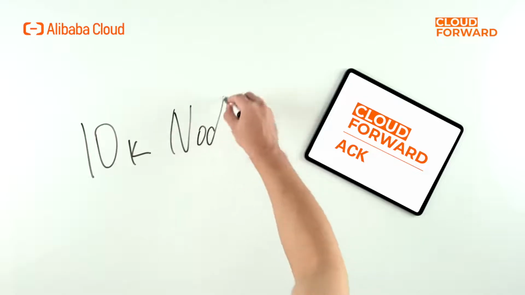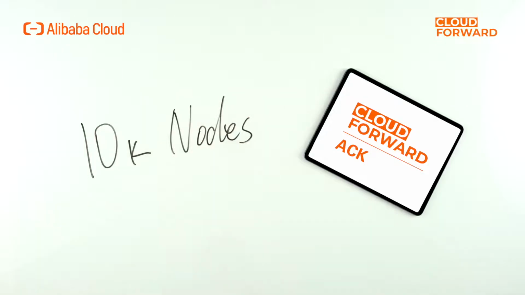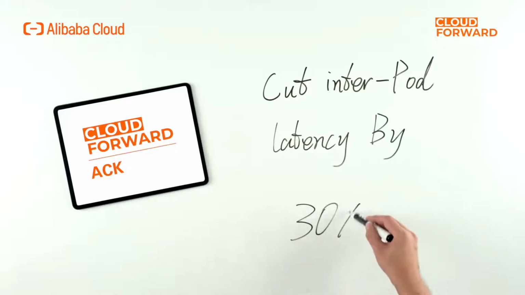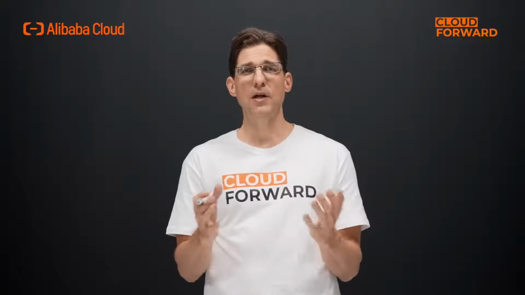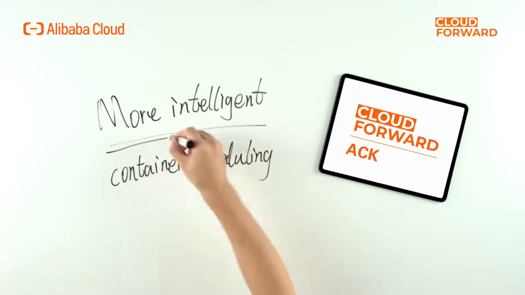ACK Pro supports automatic scaling of control plane components, such as API server, with up to 10,000 nodes. It also supports Terway, a high-performance network, and uses hardware offload and eBPF technology to cut inter-pod latency by 30%. What's more, ACK is full-stack optimized based on bare metal architecture, heterogeneous architecture, Alibaba Cloud Linux, and other technologies. Meanwhile, ACK offers more intelligent container scheduling.